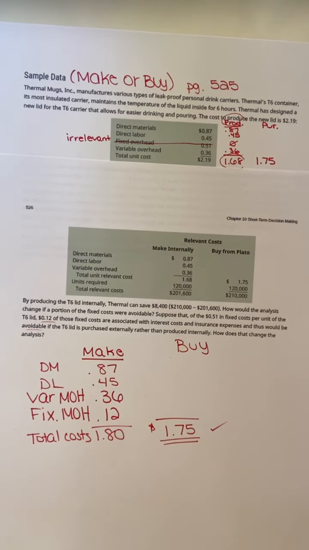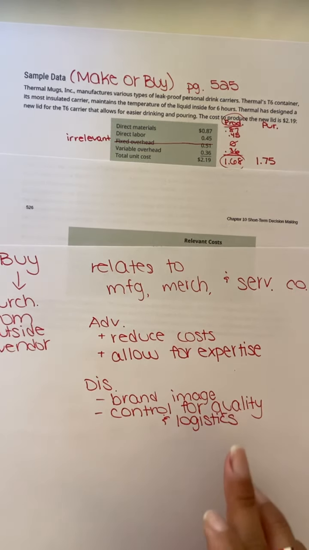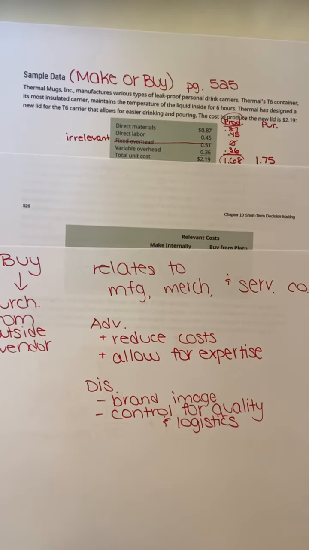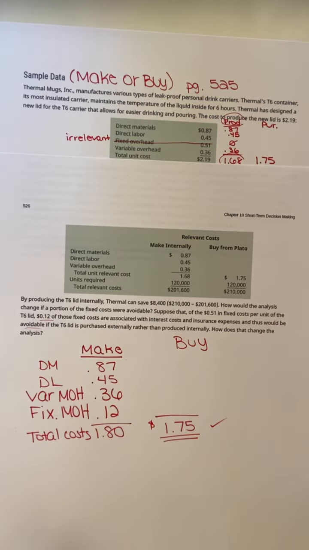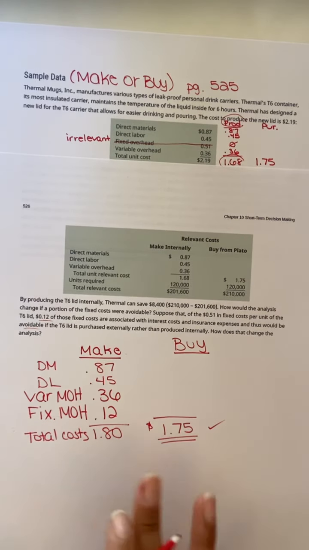But a good manager will also consider some qualitative analysis and know that if we buy it, there's some disadvantages. We're going to lose control. We're going to lose the logistics of the inventory management, right? And it might impact our brand if by not making it internally, we have to lay off some workers, right? So there's always more to consider than the quantitative analysis. But in this intro class, we're going to rely heavily on quantitative. So based on the numbers in the second situation, we would say, go ahead and buy from an outside vendor.